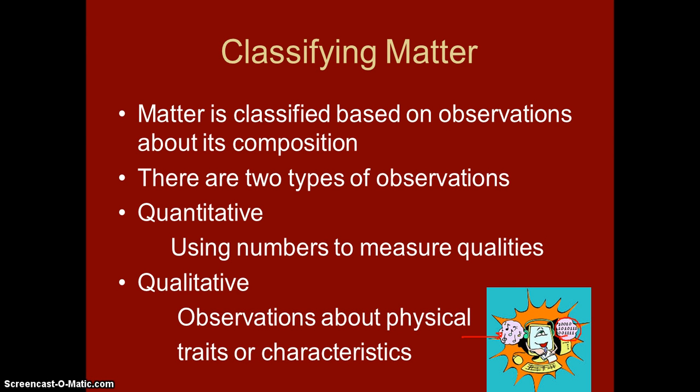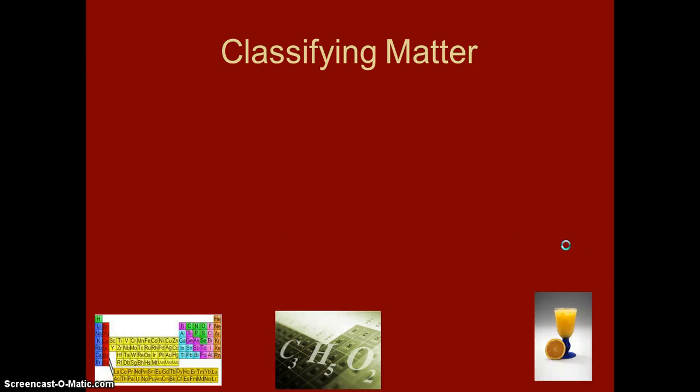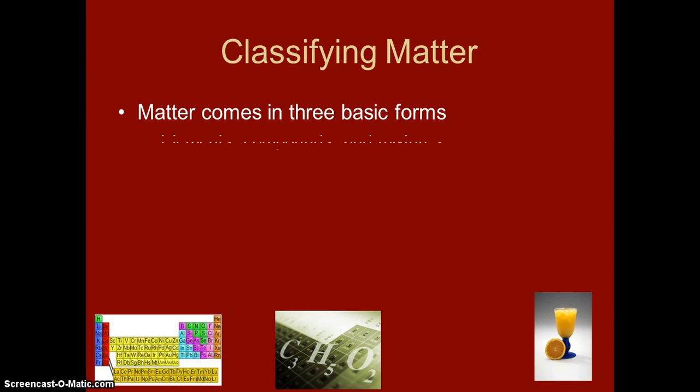So something like it's 2 light years away, that's a quantitative observation. But if we said, let's say the object is yellow, that is a qualitative observation. Make sure again you know the difference between those 2. So now that we know what we're going to use to classify our matter, let's look at how we actually do this. Well, first of all, matter is going to be broken into 3 basic forms. You have elements, compounds, and mixtures.